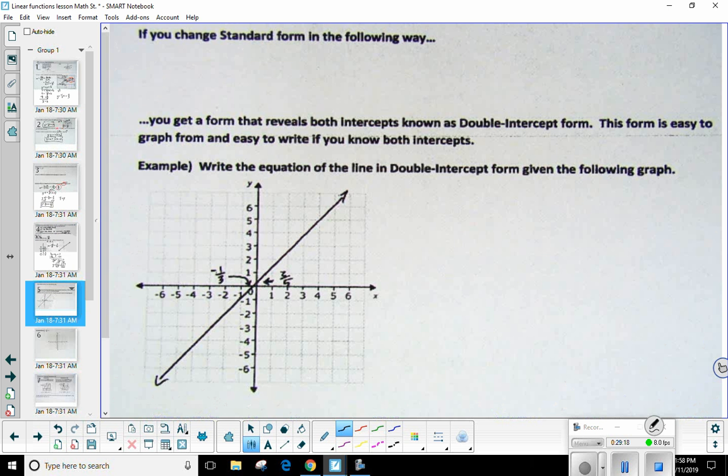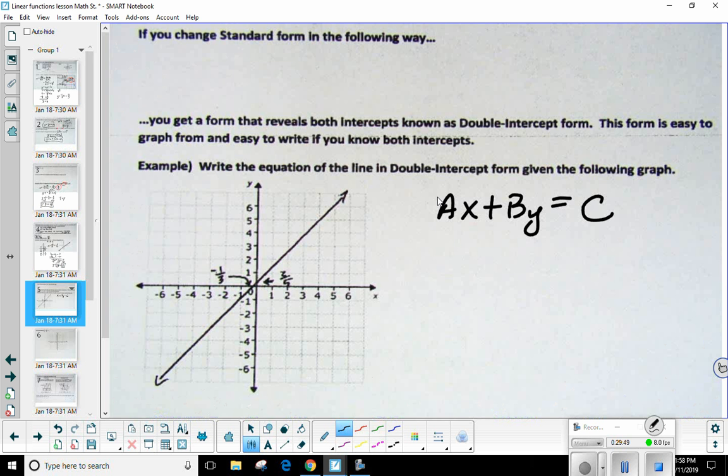Now, if you change standard form in the following way. All right, so I'm going to do this here because I have more room. AX plus BY is equal to C. Okay. So I'm going to do a little bit of manipulation here. This form is what we refer to as double intercept form. It's not taught as often as the other ones. It's just as useful, though, especially if you're looking for a really fast way to get the equation that you can then change. How many people have ever heard of double intercept?